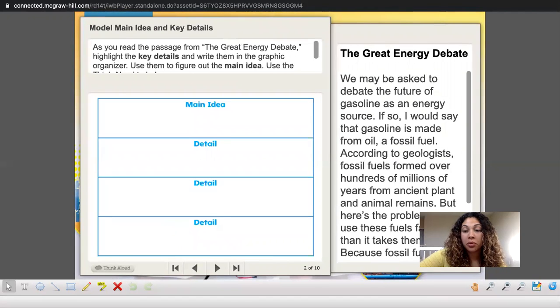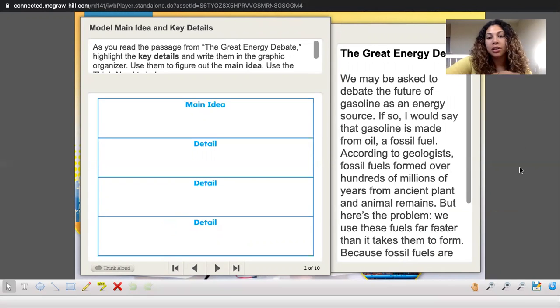So like I said before, it doesn't always have to be the entire text. We're just going to look at one little passage out of the Great Energy Debate. And as you see here, we have our graphic organizer. You guys are also going to be working with the graphic organizer today to help organize your thoughts and ideas. It'll look a little bit different than this one, but it's going to be laid out the same way. Here's the main idea, here are key details. So for now, we're not going to pay attention to this main idea piece. We're just going to focus on those three details.